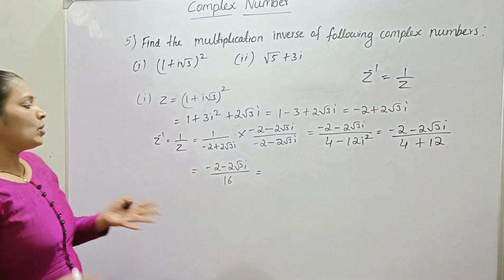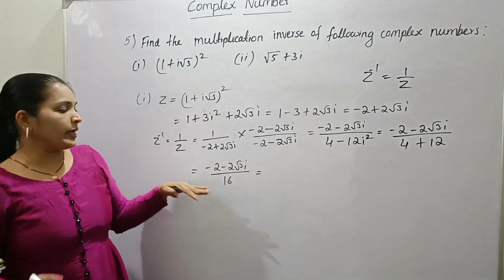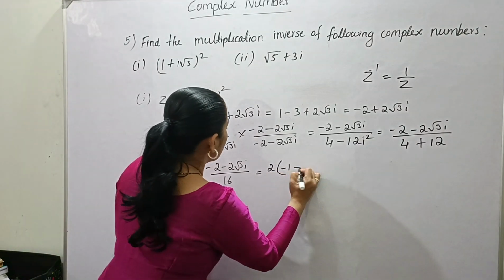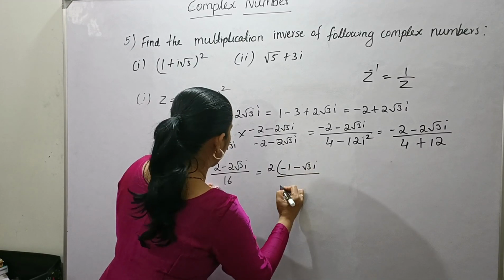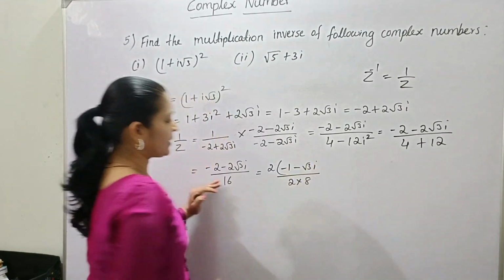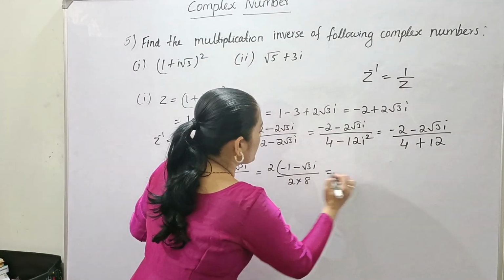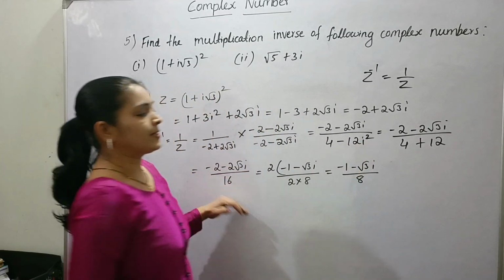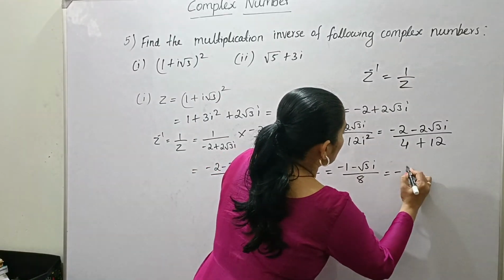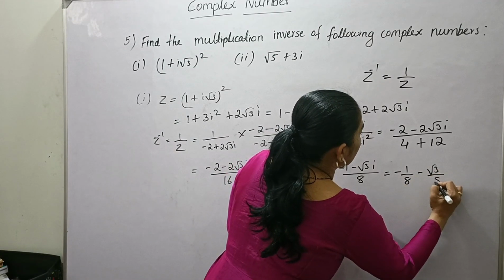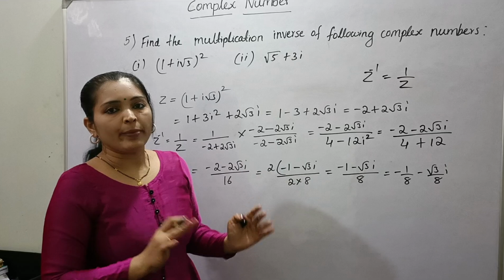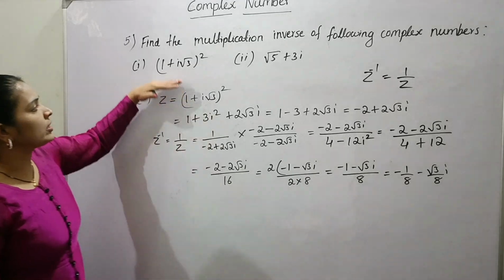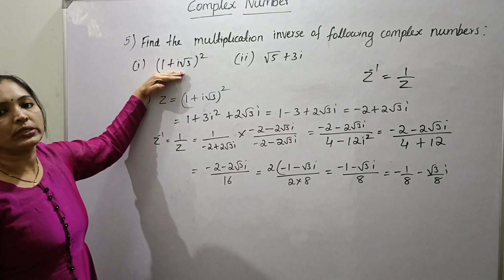See here, 2 is common in numerator and denominator, so let us take it out and cancel. So 2 into (minus 1 minus root 3i) divided by 2 into 8, since 16 is 2 into 8. The 2 cancelled, so minus 1 minus root 3i divided by 8. That is minus 1 by 8 minus root 3 by 8 i. Now it is in the standard form a plus ib, and it is the multiplication inverse of the given complex number (1 plus i root 3) whole square.